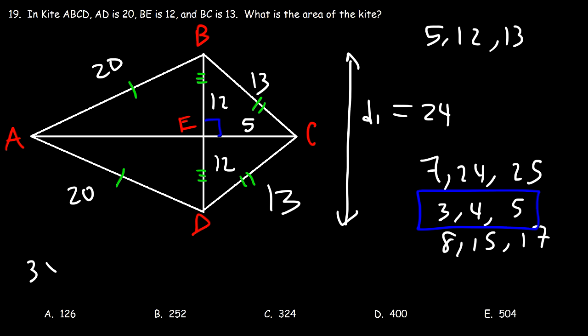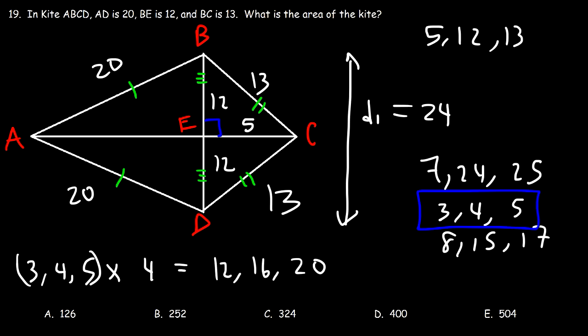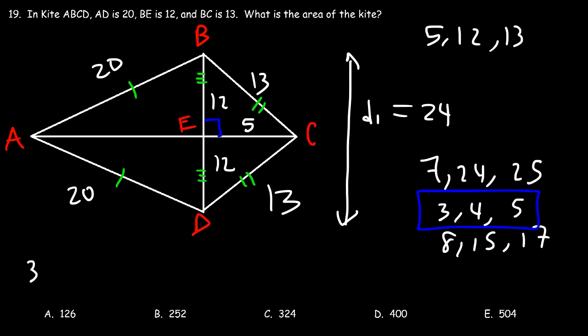If we multiply the 3, 4, 5 triangle by 4, notice what happens. So 3 times 4 is 12, 4 times 4 is 16, 5 times 4 is 20. Notice that we have two of the three sides. We have 12 and 20, which means the missing side has to be 16. And so that's why you want to know these special numbers, because it can save you a lot of time when solving these types of problems.